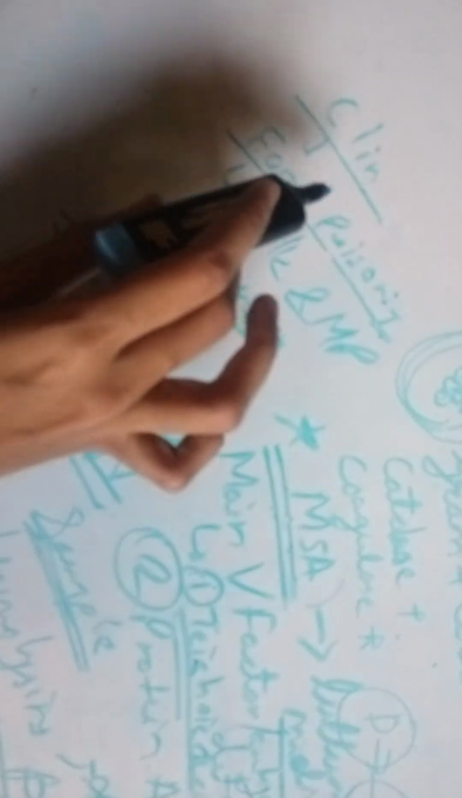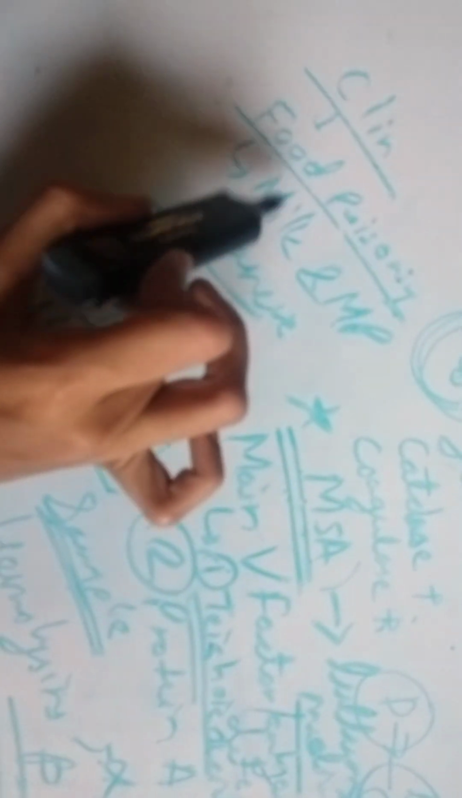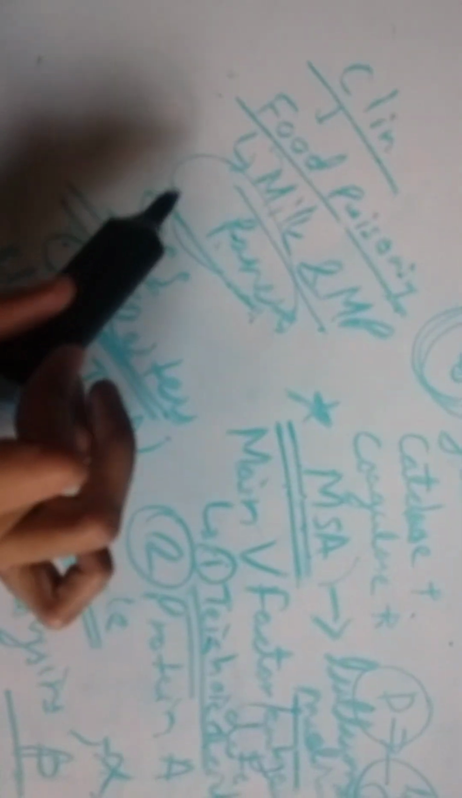And clinically it causes three diseases. That is food poisoning due to milk and milk products, for example paneer, mostly from paneer. Then the second one is SSSS, that is staphylococcal scalded skin syndrome. In children it causes Ritter syndrome, and in adults, TEN syndrome. Then the third one is toxic shock syndrome. This is all about Staphylococcus aureus.